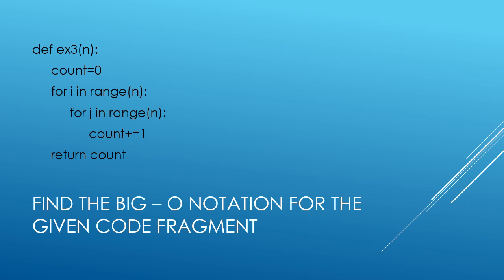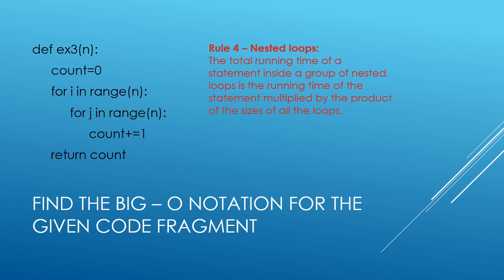Now, the for loop of j is nested inside the for loop of i. Rule 4, nested loops: the total running time of a statement inside a group of nested loops is the running time of the statement multiplied by the product of the sizes of all the loops.